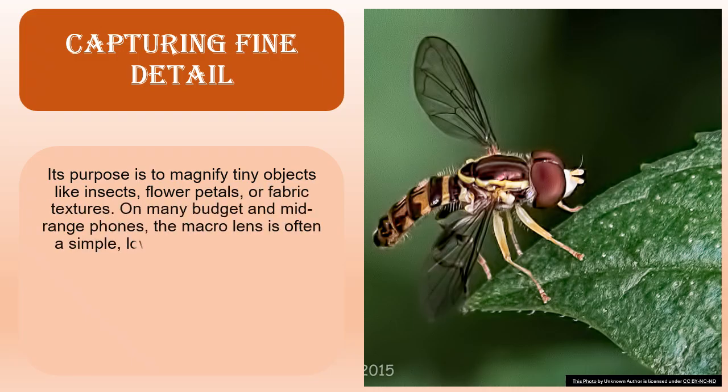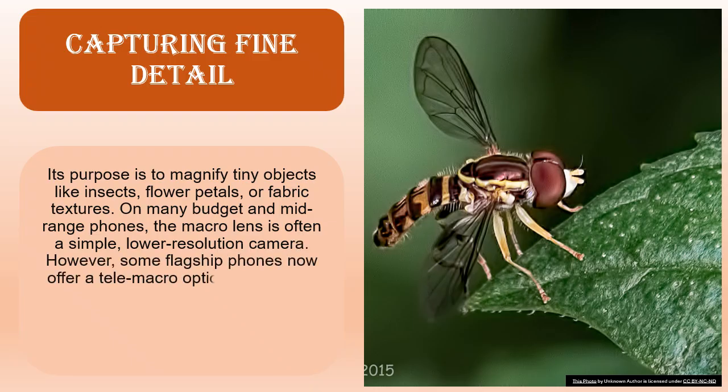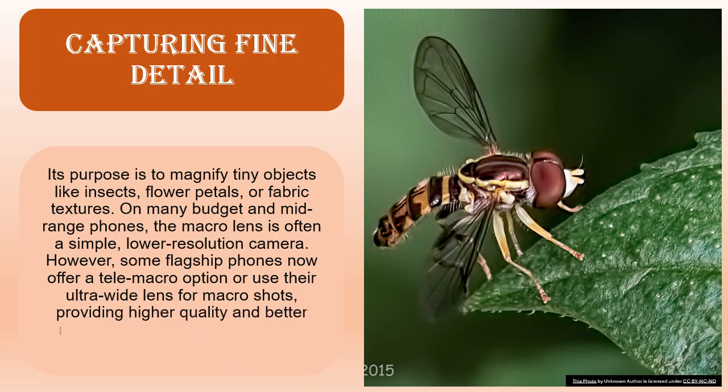On many budget and mid-range phones, the macro lens is often a simple, low-resolution camera. However, some flagship phones now offer a telemacro option or use their ultra-wide lens for macro shots, providing higher quality and better resolution for capturing these tiny worlds.